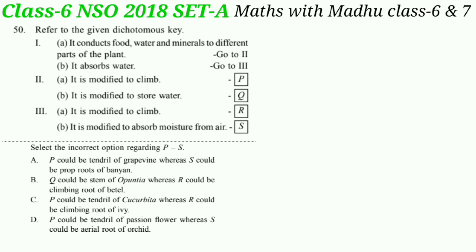Now question number 50. Refer to the given dichotomous key. Select the incorrect option regarding P to S. According to the dichotomous key, P and S could be tendril of grapevine and prop roots of banyan respectively. So the correct answer will be option A. P could be tendril of grapevine, whereas S could be prop roots of banyan.